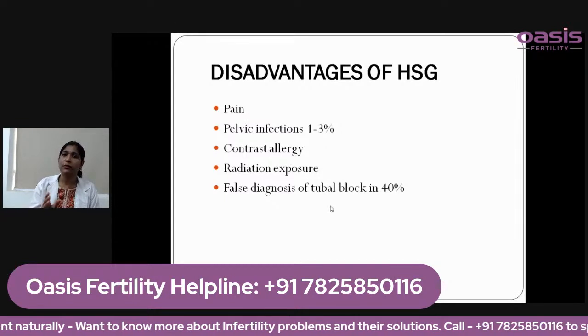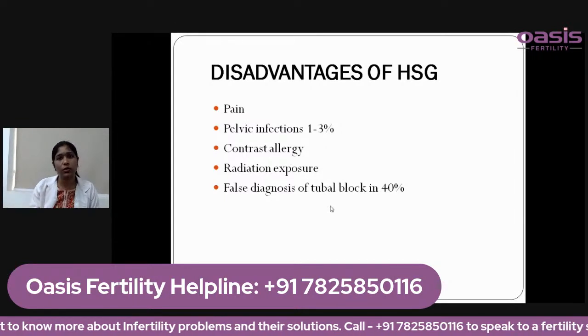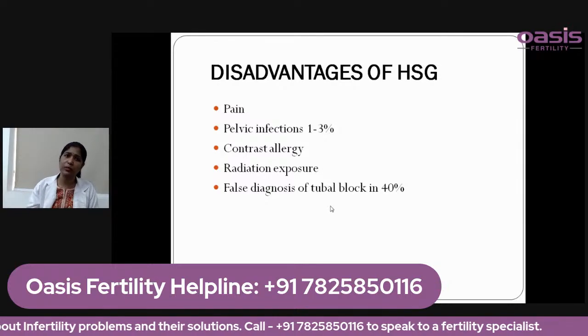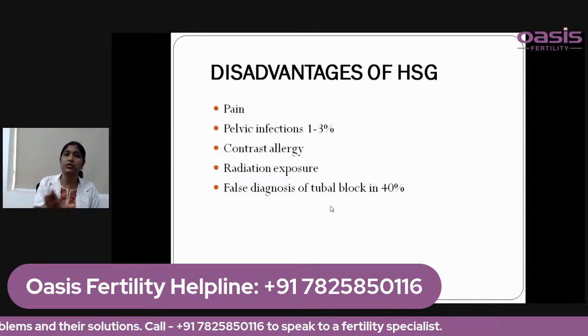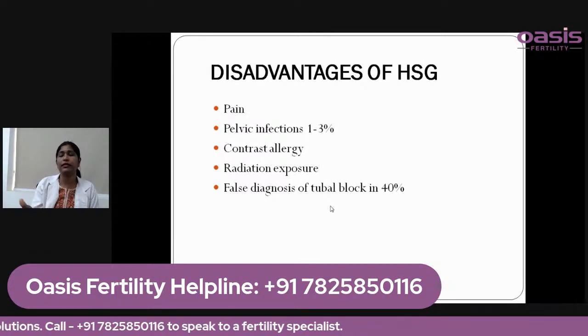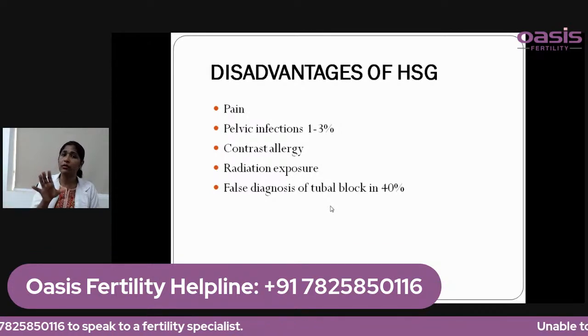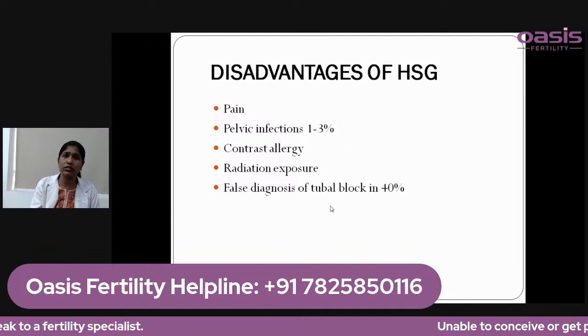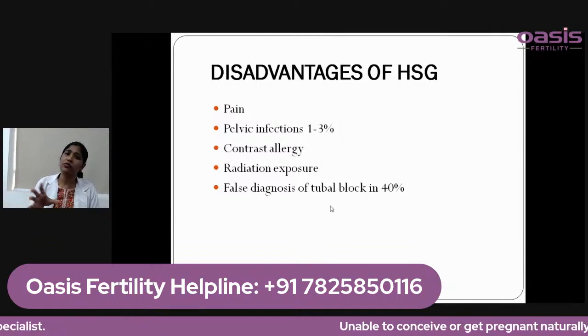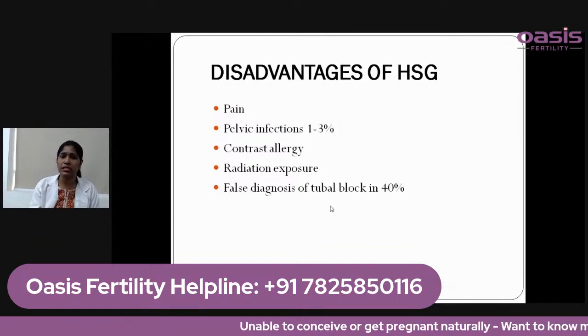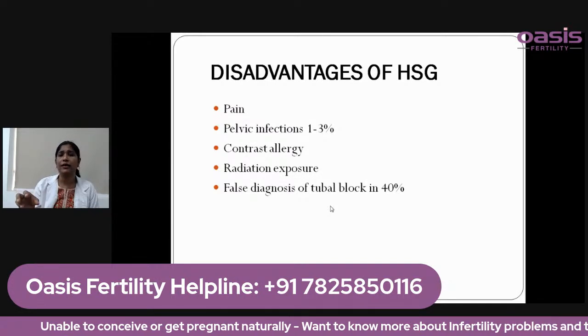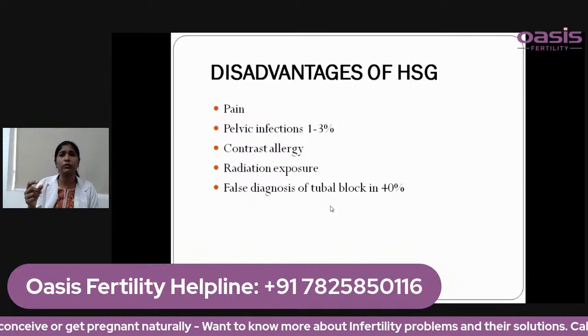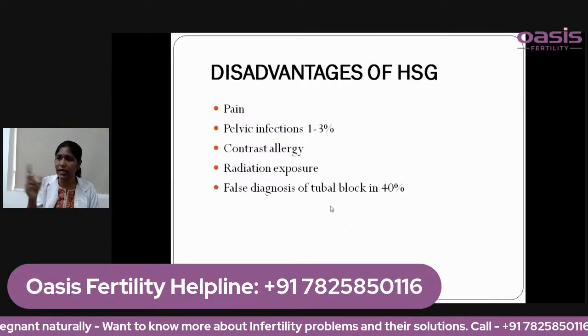That means, suppose the HSG shows that both the tubes are open, then it means that the tubes are open. But if an HSG shows, suppose 100 women come to me and they say that the tubes are blocked, then out of these 100 women, at least 40 will actually not have a tubal block. It is a false diagnosis which has been made by HSG. And why does this happen? Because HSG is a painful test. Many of the times the woman undergoes spasm and the tubal ends also undergo spasm and the dye does not flow out.